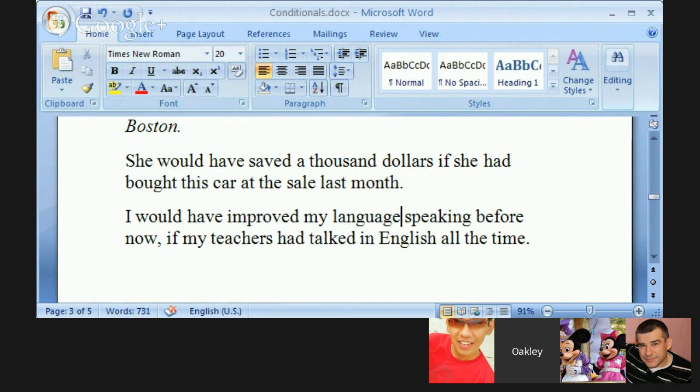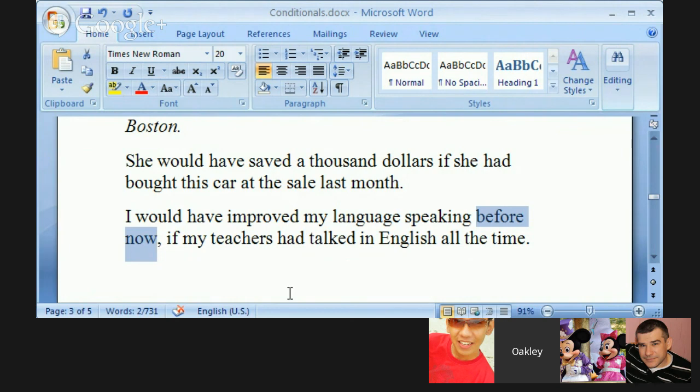So I think it would be a little more natural to say it this way, a little more familiar to English speakers: I would have improved my language speaking, using it as an adjective for a gerund here, speaking, as a noun. But definitely the sense of the past perfect here. Everything else is correct. And I like your use of time phrases, time before now. This is a good example for us.